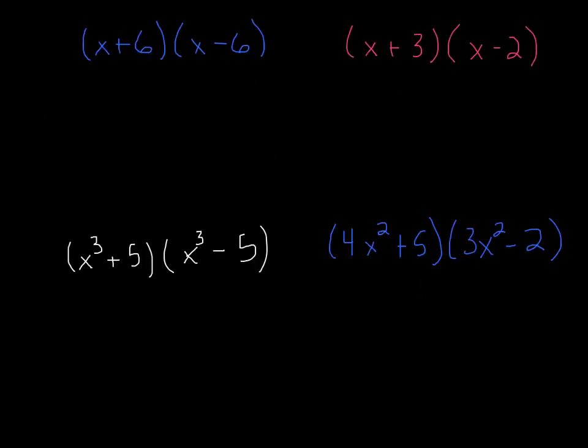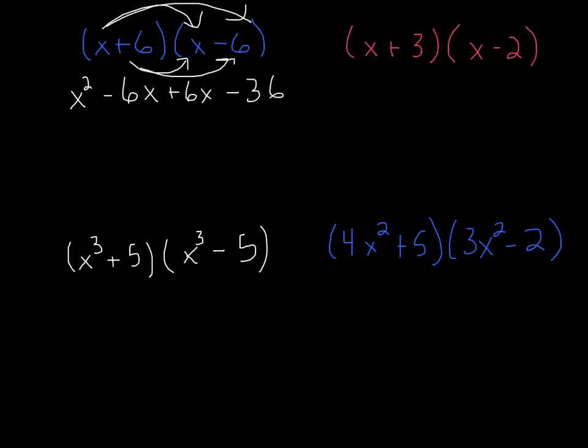Here are a bunch of examples that are already done for you. I'm just going to do the FOIL method on all these, but feel free to give the Punnett square a try right next to them. First is x times x, which is x squared. Then the outer, x times negative 6 is negative 6x. Positive 6 times x is plus 6x. And then 6 times negative 6 is negative 36.